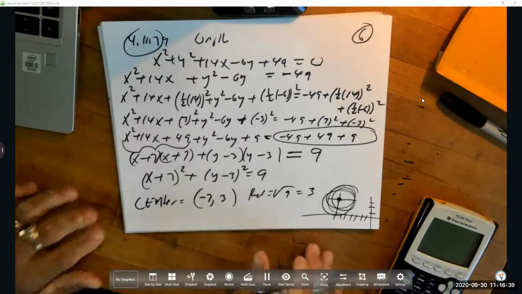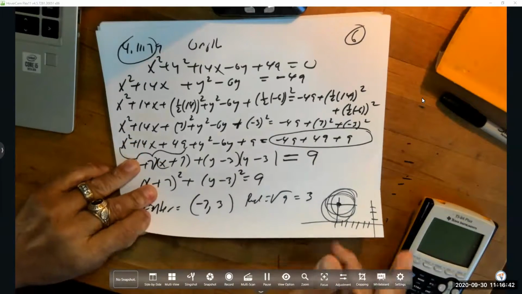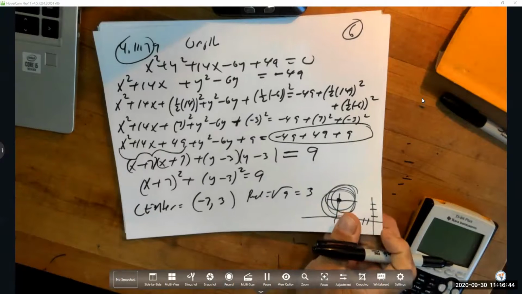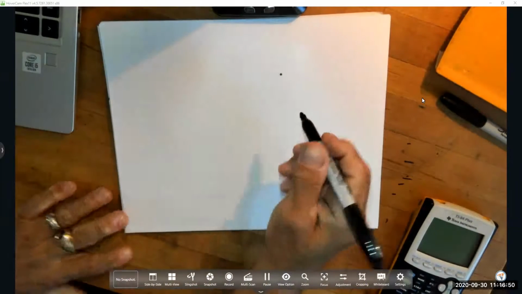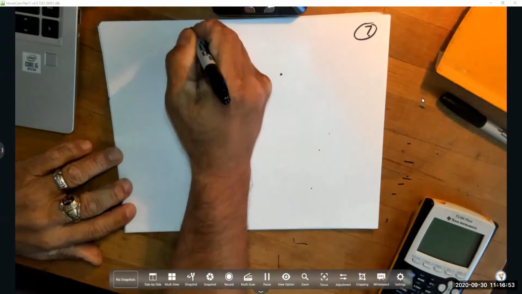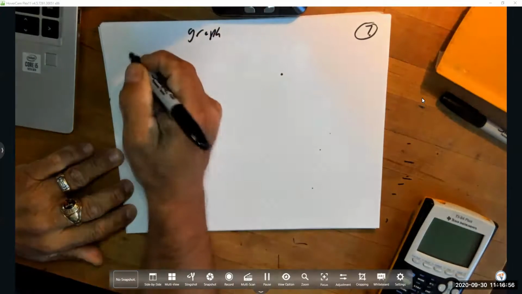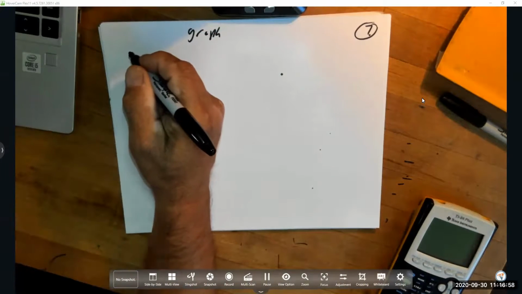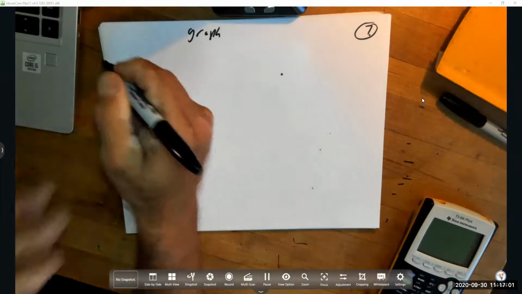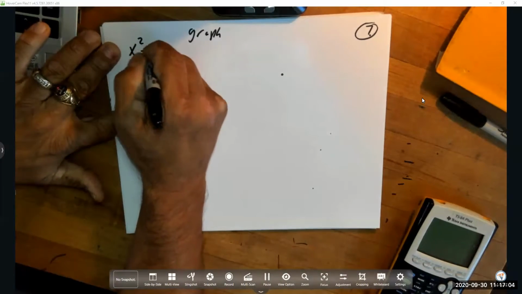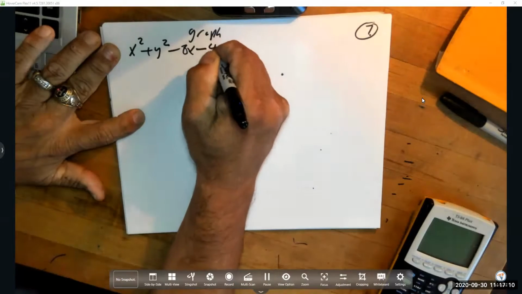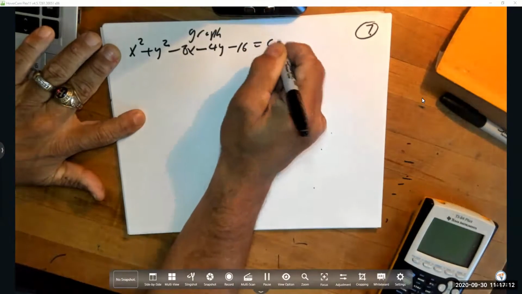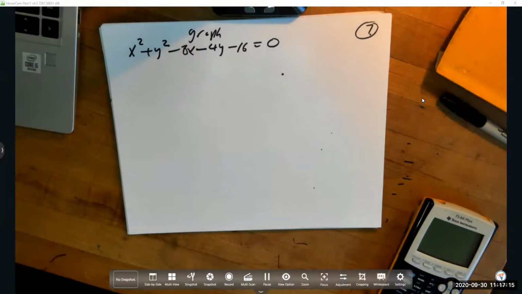Yeah. All right. So now I'm going to set up the next one, and you try the first 2 steps. See if you can do the first 2 steps, okay? All right. So I guess this will be page 7. It's going to say graph. Now, let me get it from the paper. x squared plus y squared minus 8x minus 4y minus 16 equals 0. Let me check my numbers. x squared plus y squared minus 8x minus 4y minus 16 equals 0.